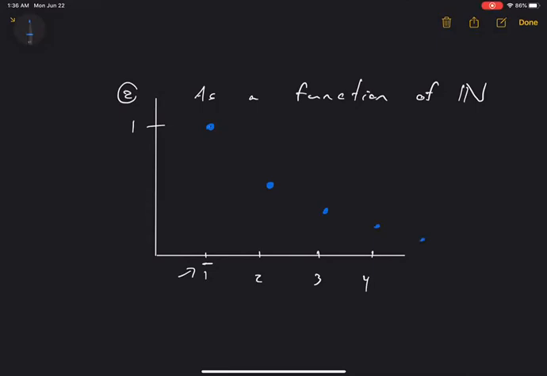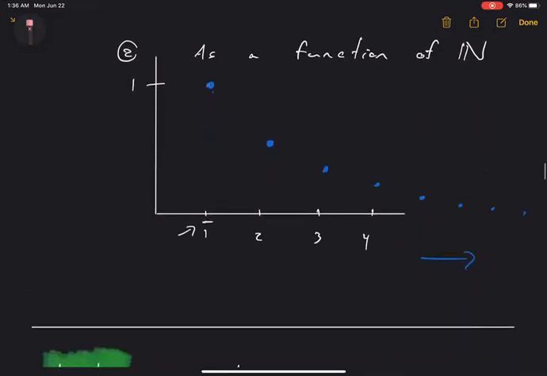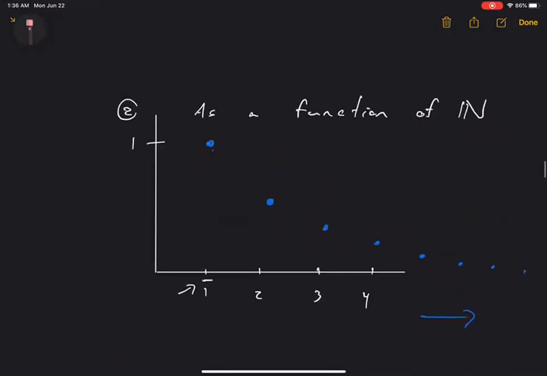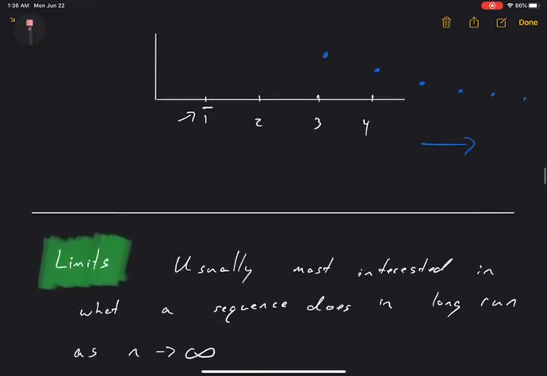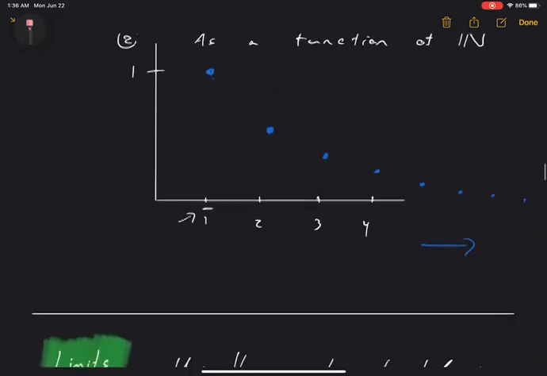And this gives similar insight, right? I would graph a bunch of points like this, and I can see what my points are doing. As n increases, as I increase my index, my points are getting closer and closer to 0. Okay. And this kind of way of thinking of these sequences as functions, this is the way I'll draw these throughout the section. Okay.